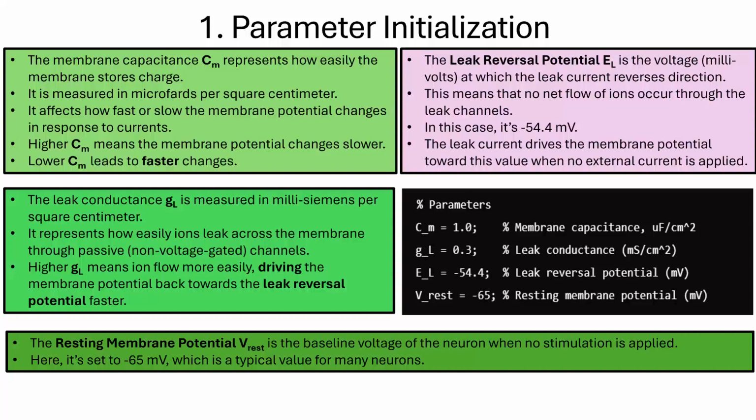And the resting membrane potential is the baseline voltage of the neuron when no stimulation is applied. Here it is set to minus 65 millivolts, which is a typical value for many neurons. And you may see here the MATLAB code for initializing the parameters.